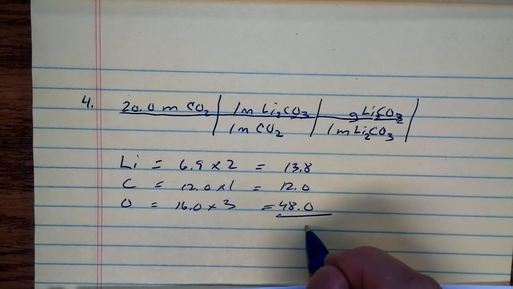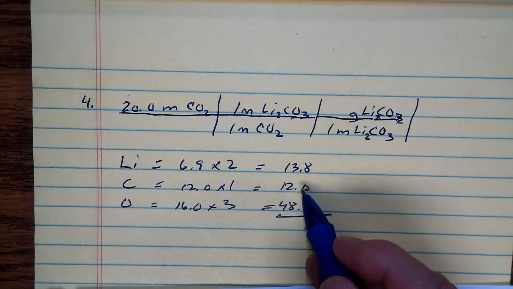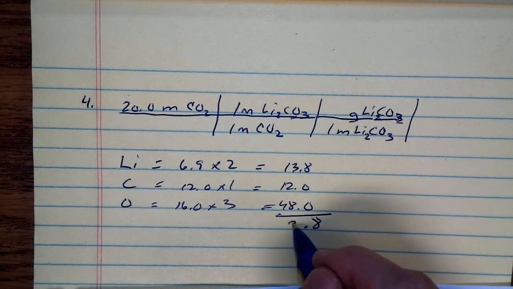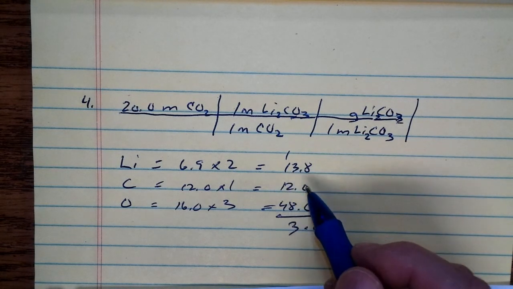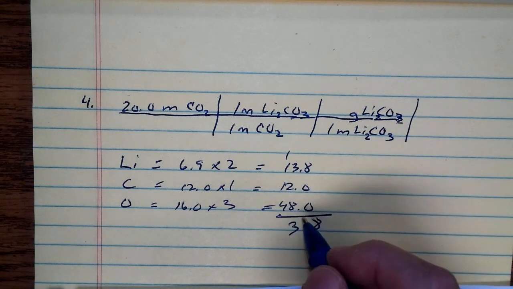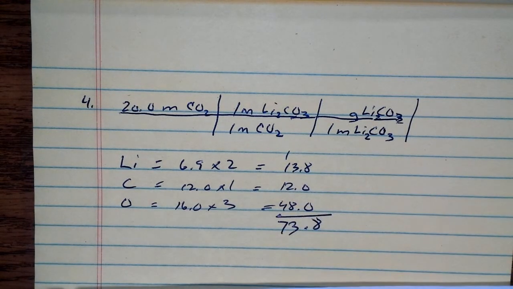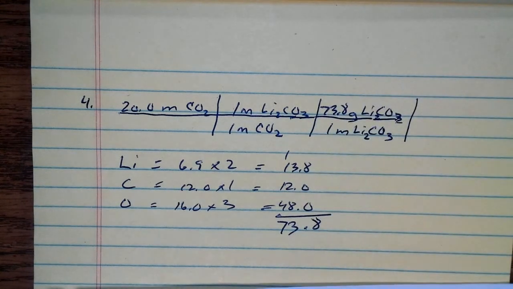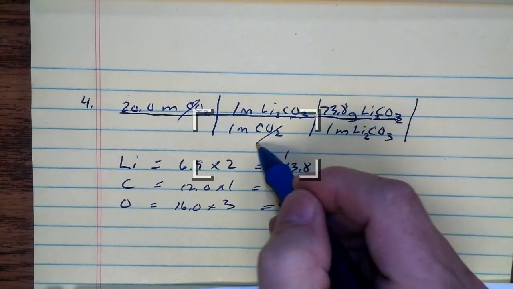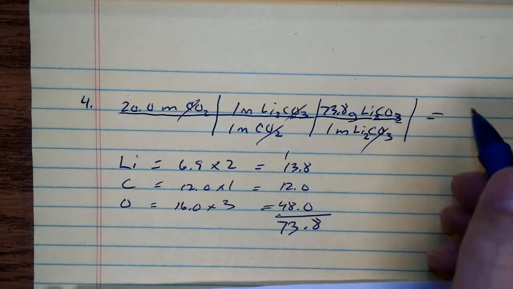Now we add this up. 8 plus 3 plus 2 is 13. Put the 1 up there. So we got 1, 2, 3, and 4 makes 7. So that should be our molar mass there for number 4, 73.8. Now we're going to put 73.8 up here. Do the math.